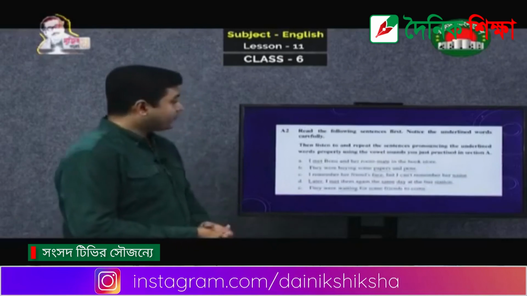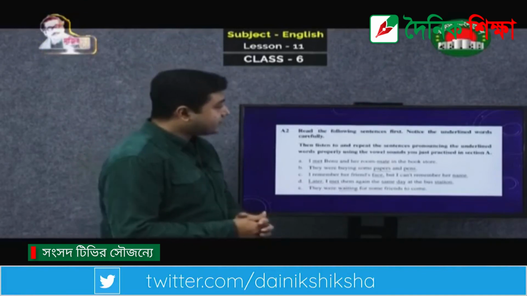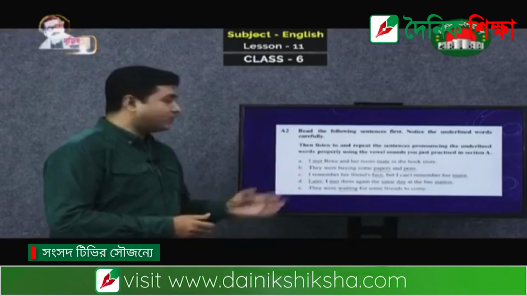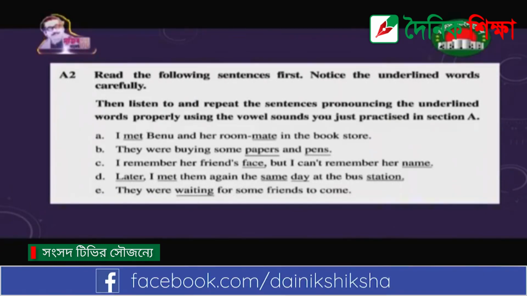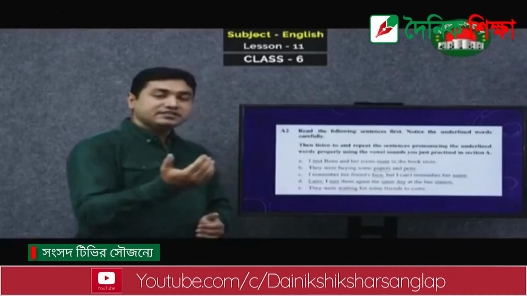Read the following sentences first. Notice the underlined words carefully. Then listen to and repeat the sentences, pronouncing the underlined words properly using the vowel sounds you just practiced in section A. First, I met Benu and her roommate in the bookstore. So here, the underlined words are met and mate. The difference is in the pronunciation of vowel sound.